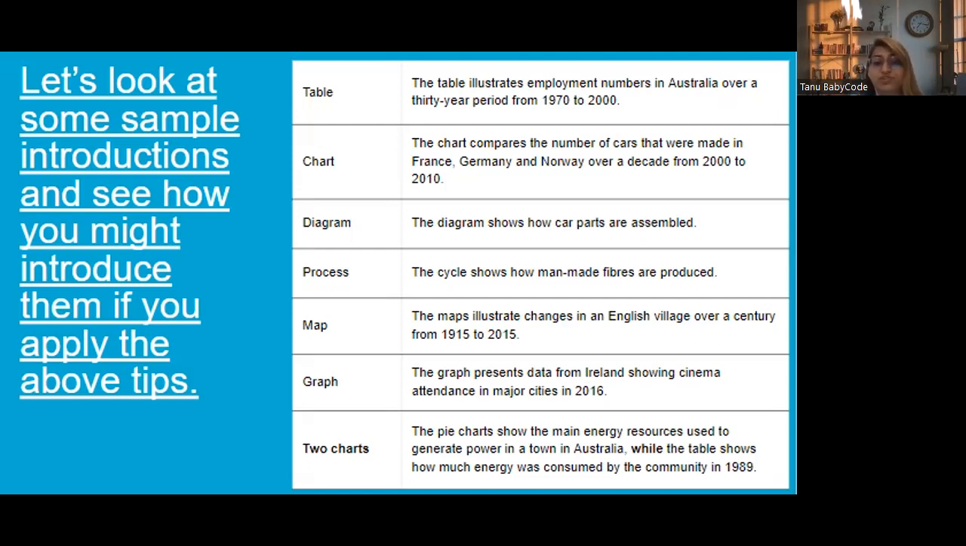Now, when you have two charts, you will write an introduction for the first chart and the second chart also. The pie chart shows the main energy resources used to generate power in a town in Australia. This is one. Second, while the table shows how much energy was consumed by the community in 1989. So you are writing for the second also.